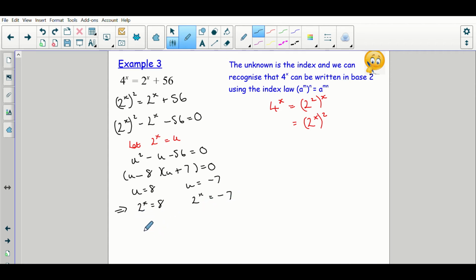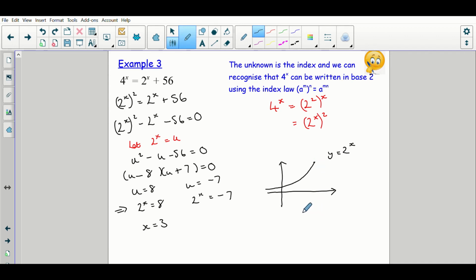So 2 to the 8 should be fairly straightforward because we know 2 cubed is 8, so that means x is 3. For this one here, actually, if we think about a graph of y equals 2 to the x, so that's an exponential graph from GCSE, that will look like this.